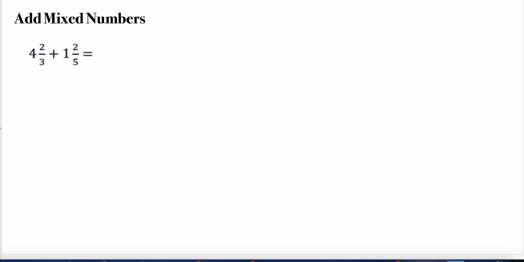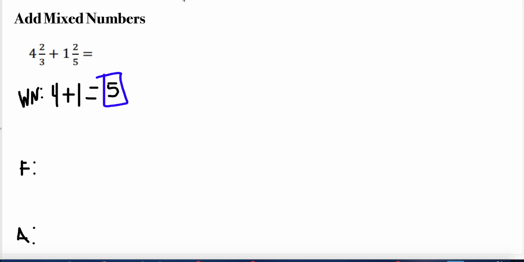Okay, I'm going to show you guys how to add mixed numbers, or remind you how to add mixed numbers. So I like to do whole number, fraction, and then the attachment. So if I'm doing the whole numbers, I'm just doing 4 plus 1, which is equal to 5. Easy peasy. If I'm doing the fractions, I like to do it numerically. If you wanted to do it with an area model, that would work too.